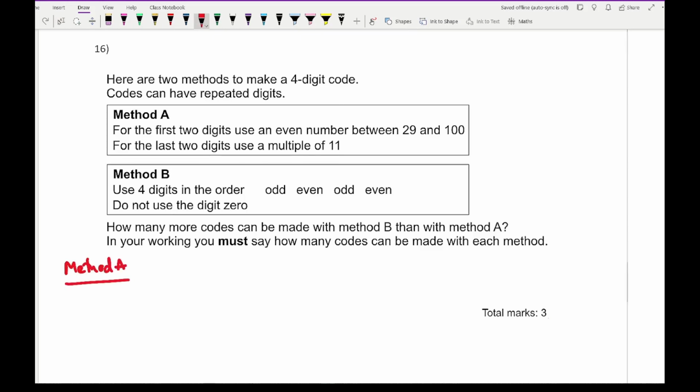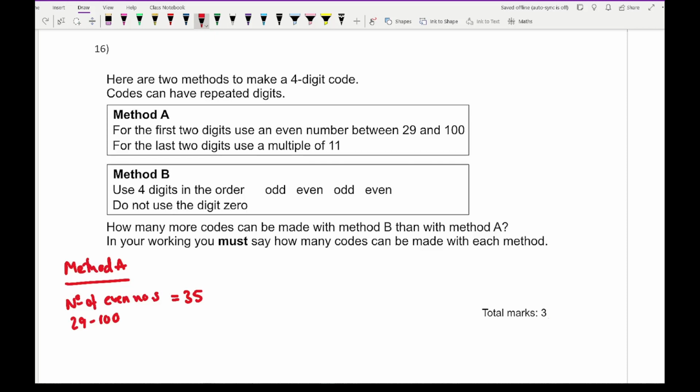So this is looking at the product count in terms of options, and looking at permutations. The first one is how many even numbers are there between 29 and 100. The number of even numbers between 29 and 100 is going to be 35. The reason I know that is because there's 70 numbers between 29 and 100, and we divide that by 2 because half of them are going to be even, so that's 35.